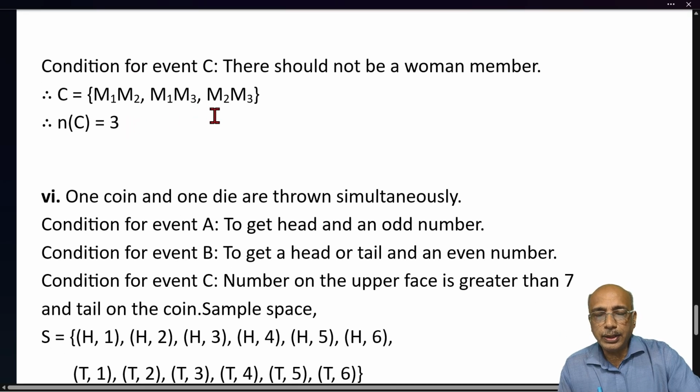Condition for event C: there should not be a woman member. Only gents, only men must be there. So only 3 possibilities are there: M1 M2, M1 M3, M2 M3. So n of C will be only 3. I'm sure you have understood how to form a committee.